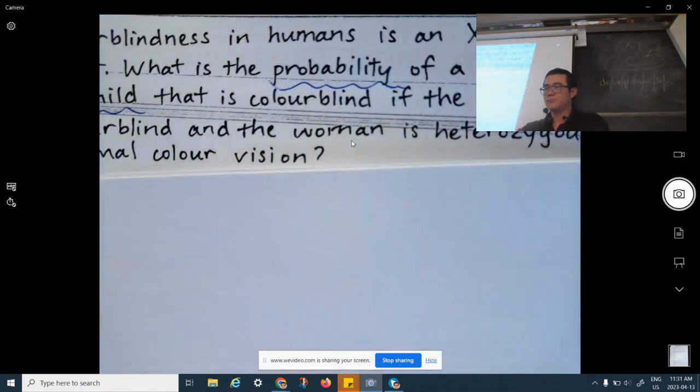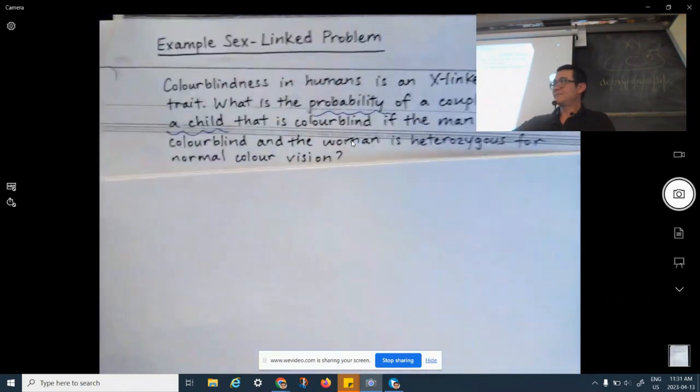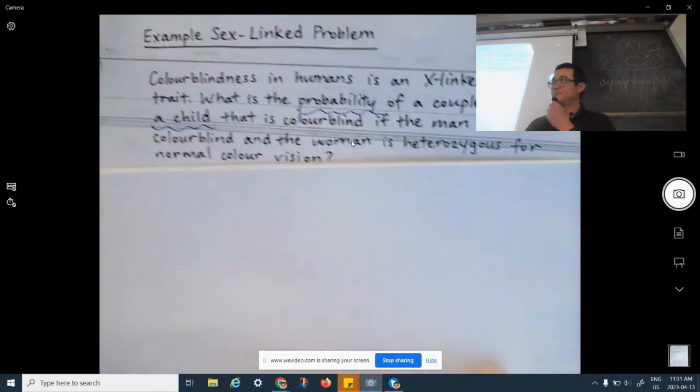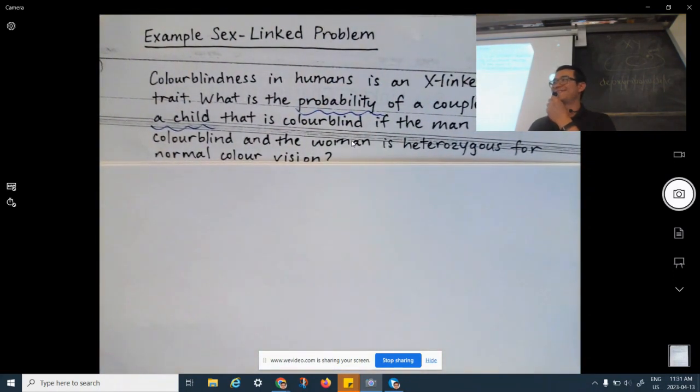Are there different types of colorblindness? Yes. And how would that work with the chromosomes? I'm not sure.